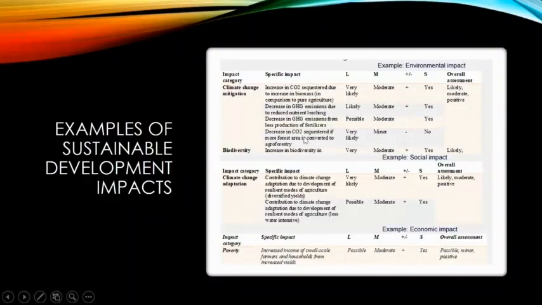So I just provided a snapshot of 3 different tables to show the environmental, social, and economic impact. On the side here, you could see some of the different impact categories that were listed on the previous slide. Then we list the specific impact, whether it's likely, possible, very likely, whether the impact would be moderate or minor, and then of course an overall assessment at the end. For example, the one here on social impact for climate change adaptation, the overall assessment is likely, moderate, and also would have a positive impact.